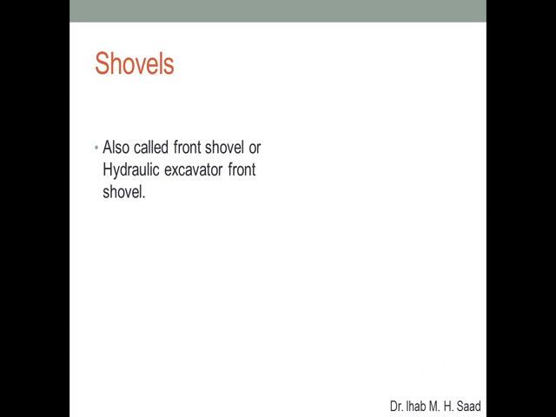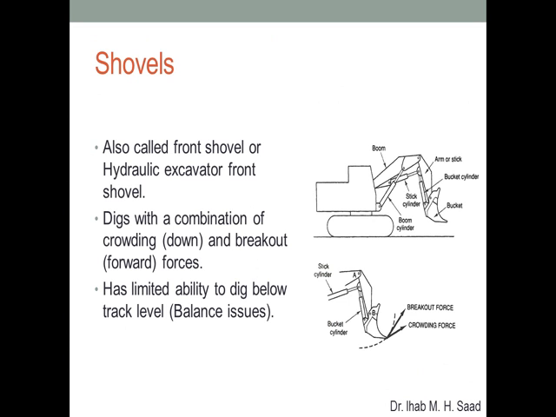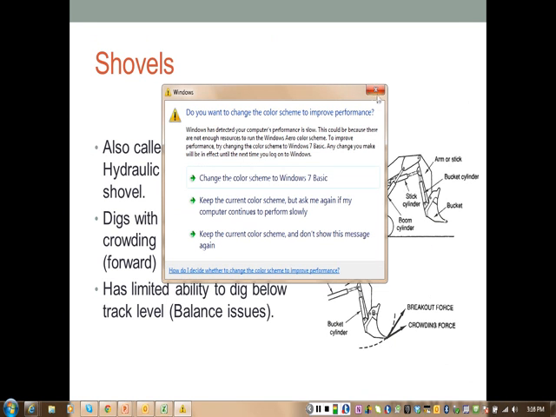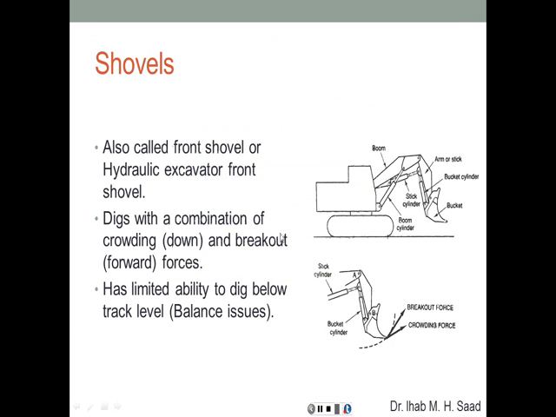Shovels are similar to the backhoe, but in this case the bucket is going to be facing forward. It's going to use 2 kinds of forces to break down the soil. It has crowding force, which moves downwards, and then breakout force, which is going to lift that soil and dump it into the truck. So it digs with a combination of crowding or down force and breakout or forward forces. It has a limited ability to dig below the track level, because again there's a risk of over tipping forward. So we're going to try to avoid that.